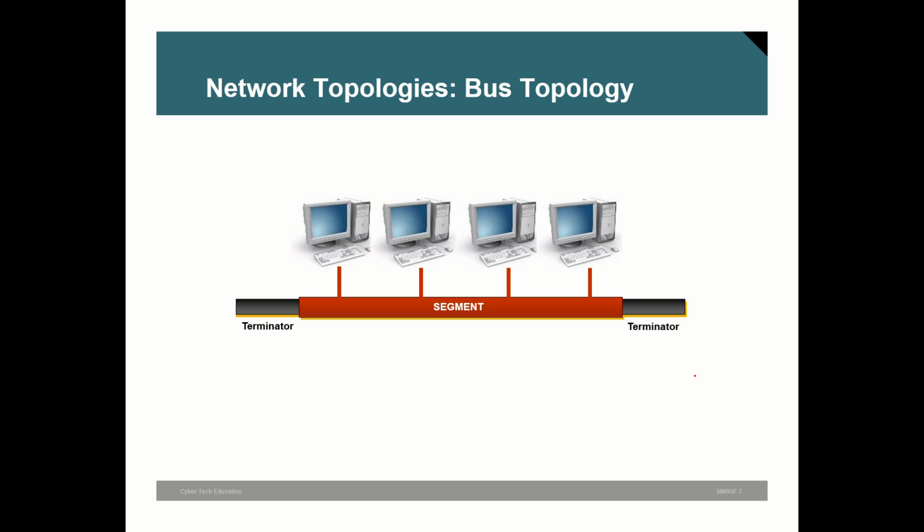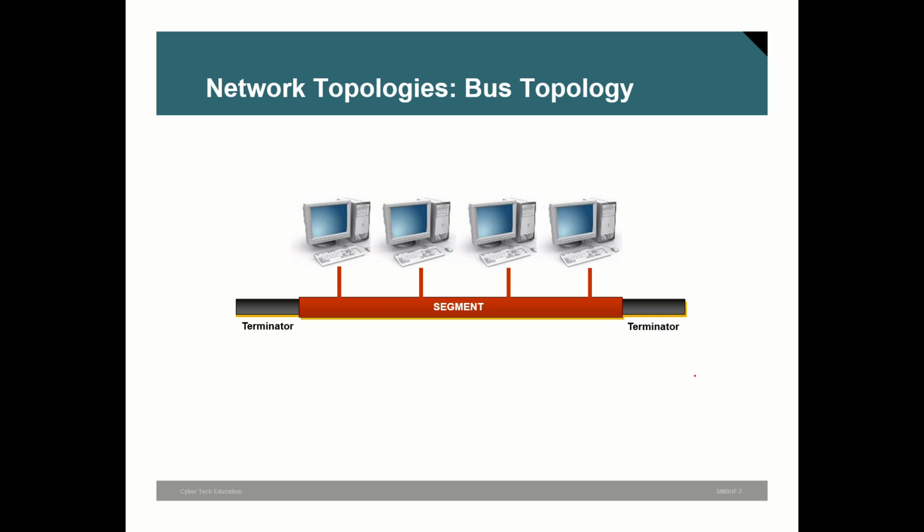Now, network topology and bus topology. Under network topology we have bus topology. So what is network topology? Under bus topology, what actually happens is a segment of connection is fragmented to different monitors through the terminator. This is how the bus topology basically works.